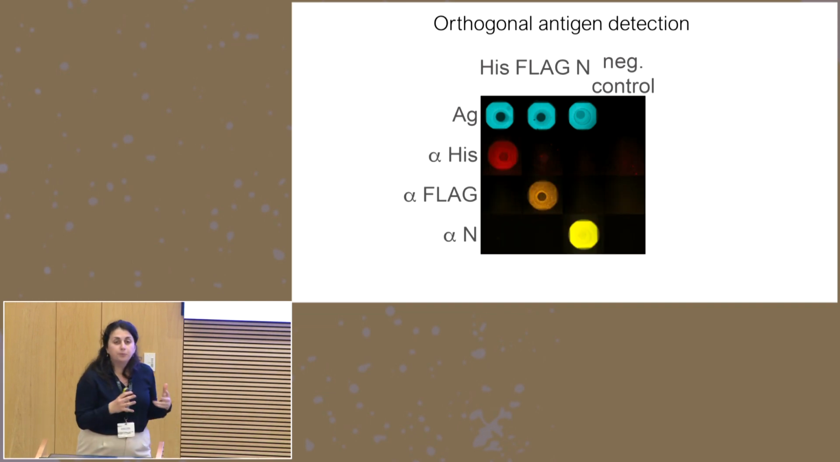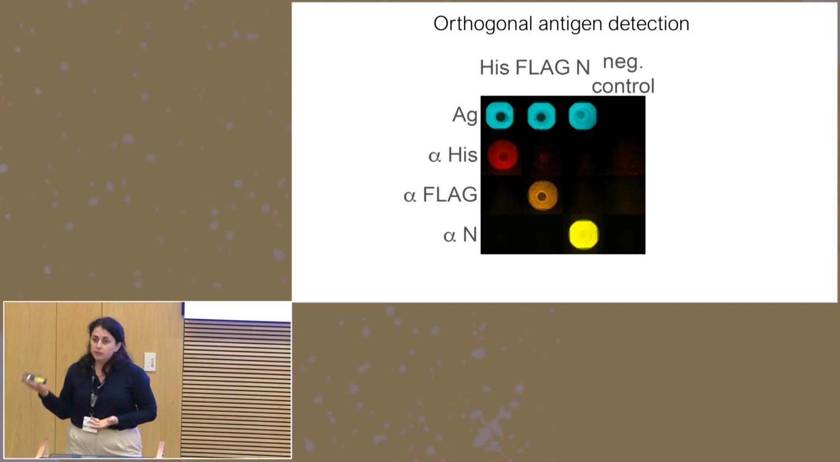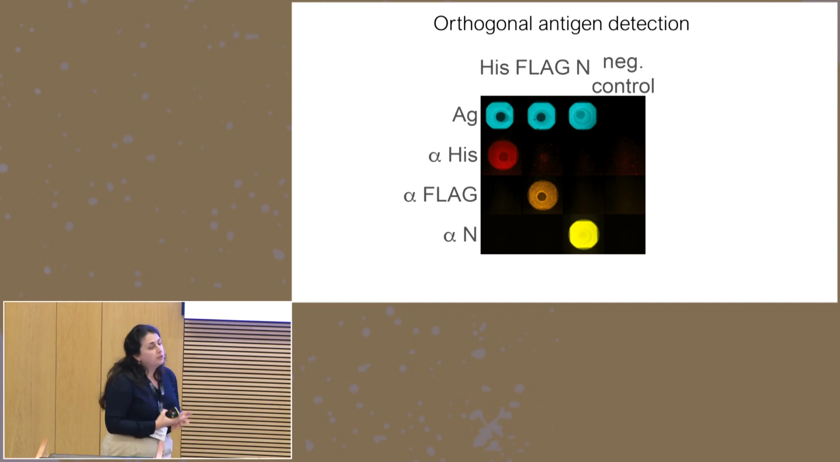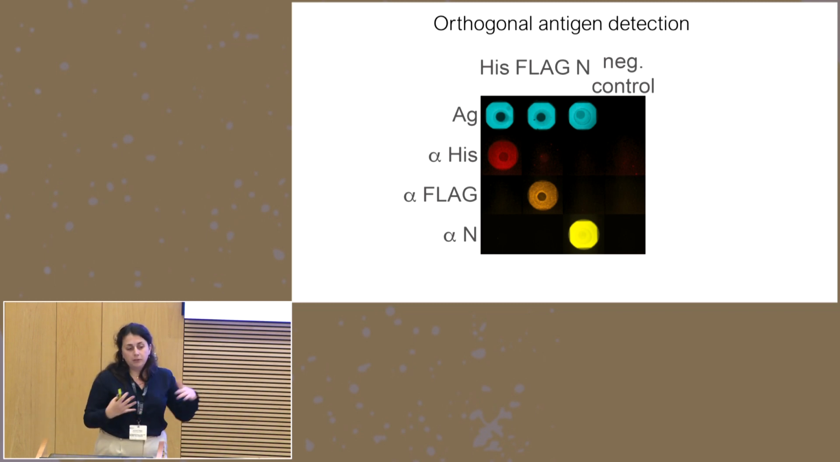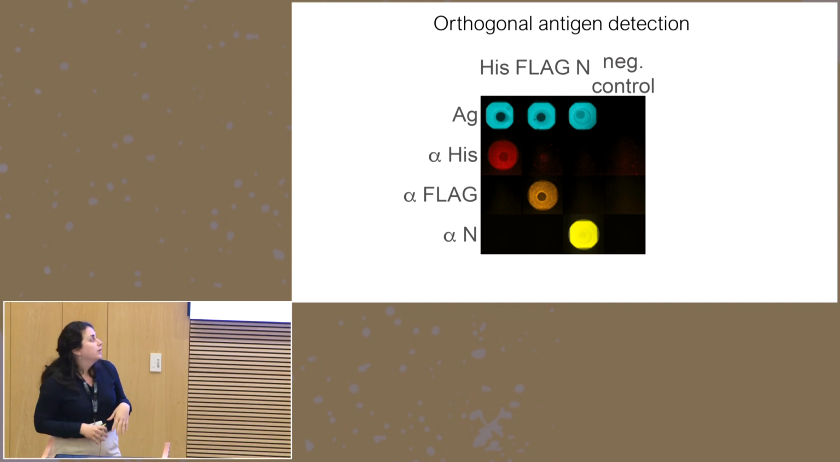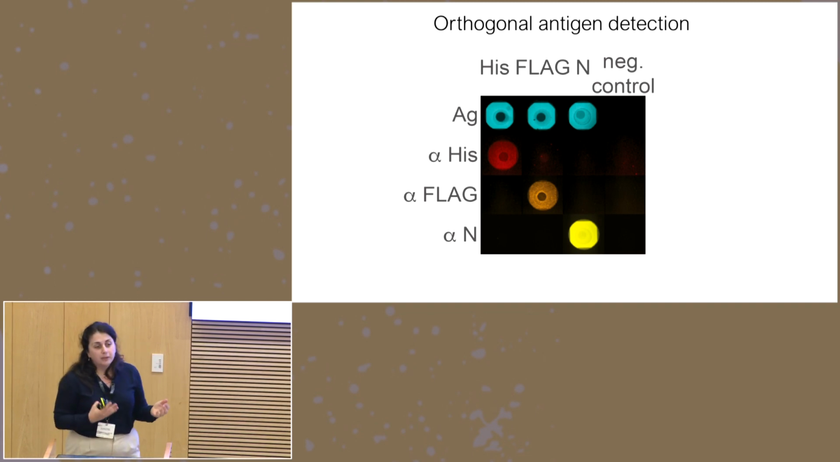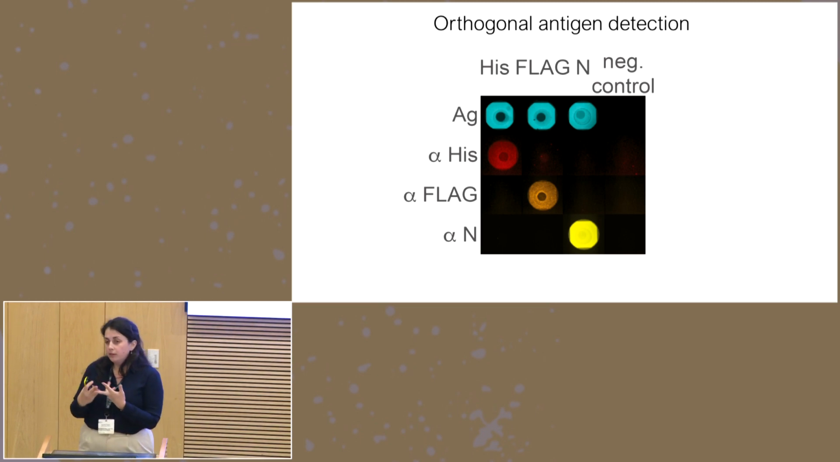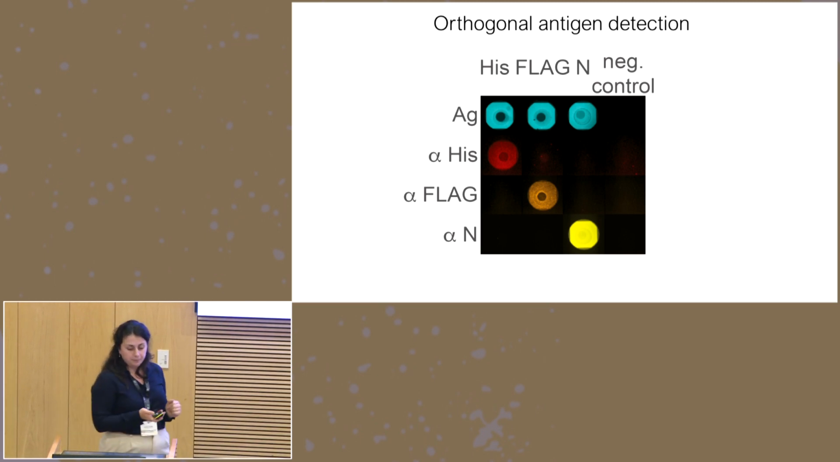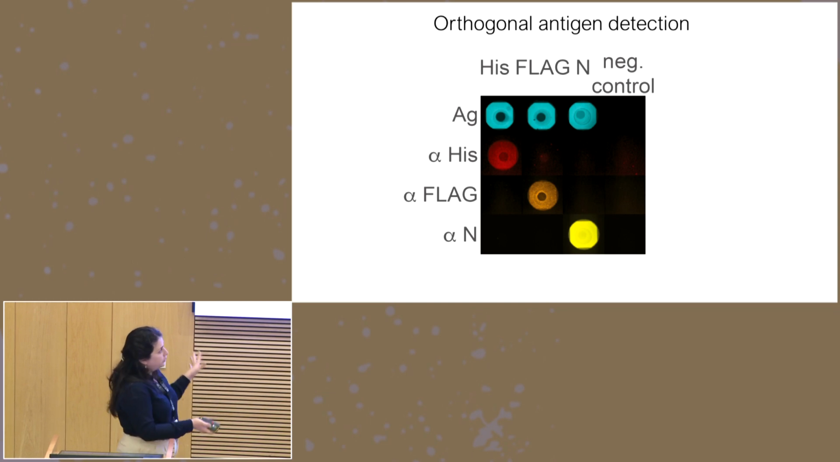We then come with the antibodies that are specific for each of those antigens, and we're able to see very good orthogonal and specific detection. So the anti-His antibody only binds the His antigen, the anti-N antibody only the N antigen. So from this, we can see that we're having good expression of the antigen, proper functional folding, and good detection by the antibody. All right, so that was the first proof of concept.